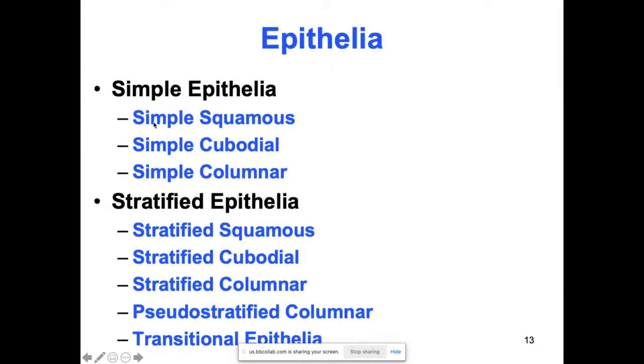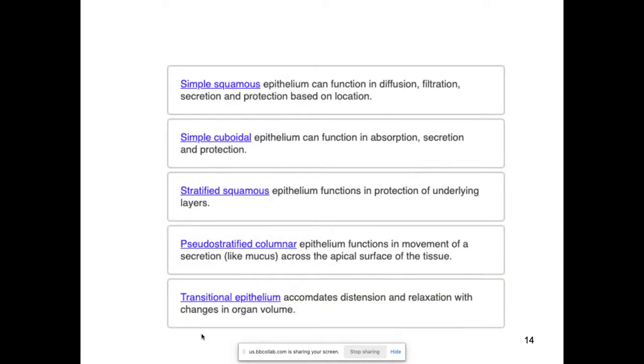So in terms of simple epithelium, there's simple squamous, simple cuboidal, simple columnar. And in stratified epithelium, there's stratified squamous, stratified cuboidal, stratified columnar. Then we have the unique one, which is pseudostratified, where it's falsely stratified, but because the nuclei are at different levels, it gives the illusion that it's really stratified. And then you have transitional that's found along the urinary bladder, the urethra, and the ureters.